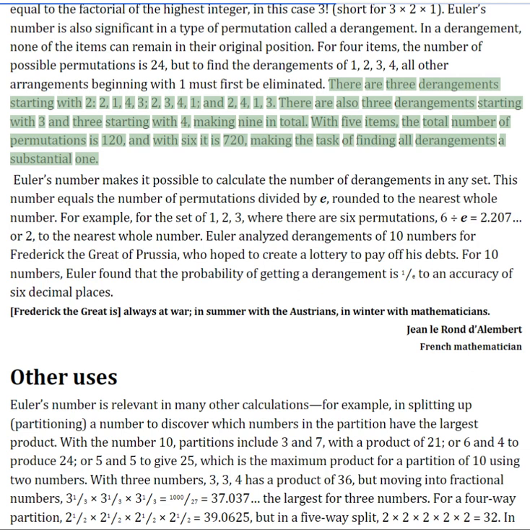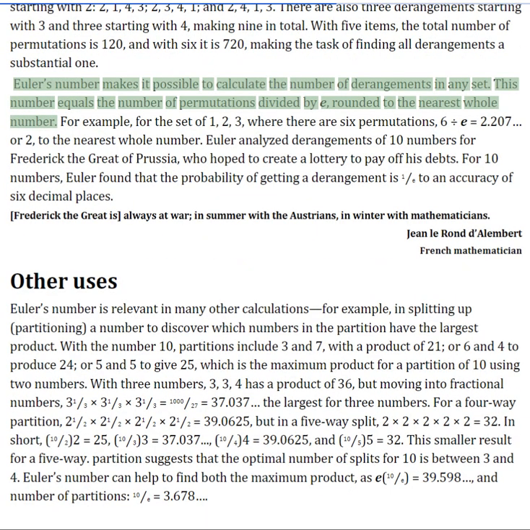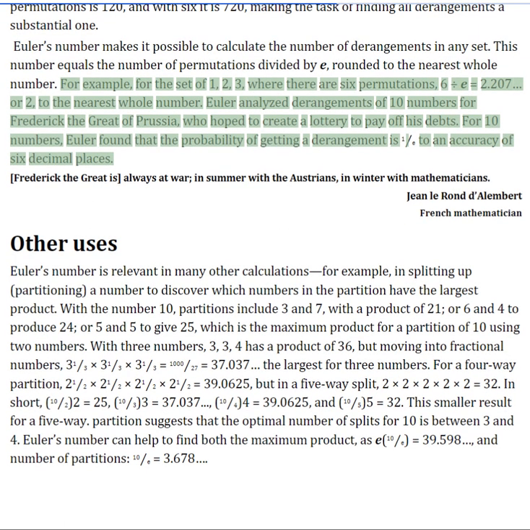With 5 items, the total number of permutations is 120, and with 6 it is 720, making the task of finding all derangements a substantial one. Euler's number makes it possible to calculate the number of derangements in any set. This number equals the number of permutations divided by e, rounded to the nearest whole number. For example, for the set of 1, 2, 3, where there are 6 permutations, 6 divided by e equals 2.207, or 2 to the nearest whole number.